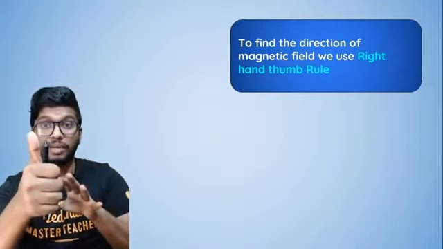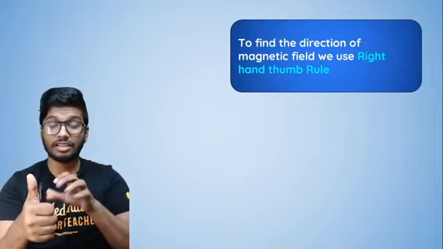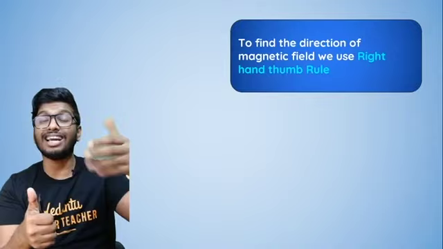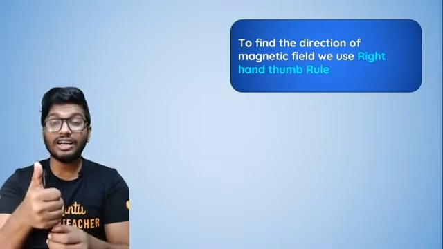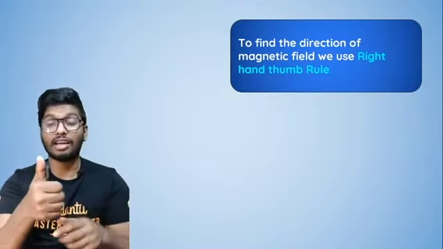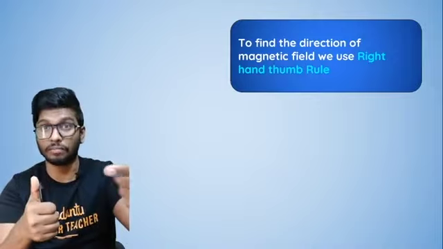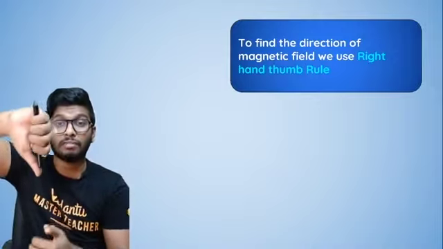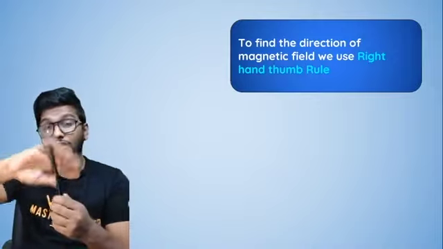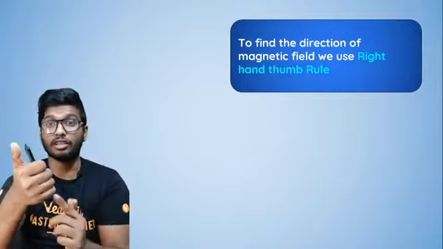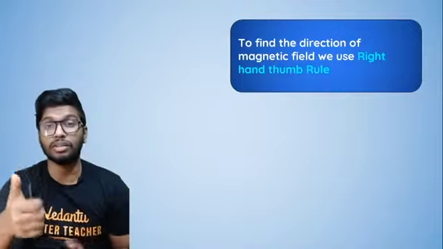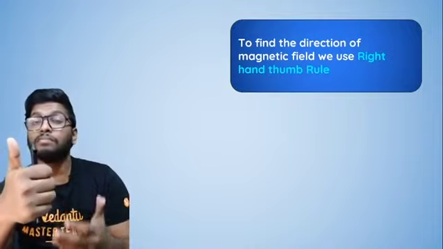Now, when I grasp it, what I have to keep in mind is this. I have to think about the direction of the current. So if the current is flowing this way, that means my thumb has to point that way. So if the current is passing this way, I have to grasp it like this. This time the current is flowing this way because this is connected to the positive terminal and this is connected to the negative terminal. So what happens is this.